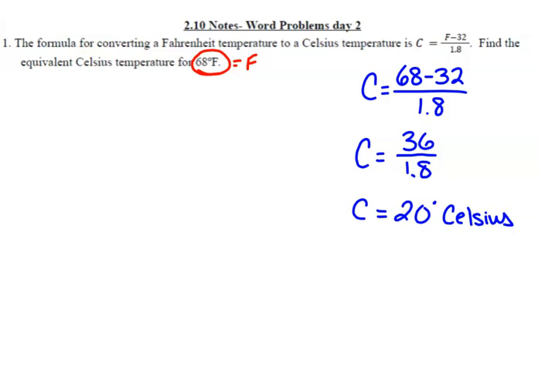If you need more time with this first example, go ahead and hit pause. Otherwise, we're going to move on to example 2.